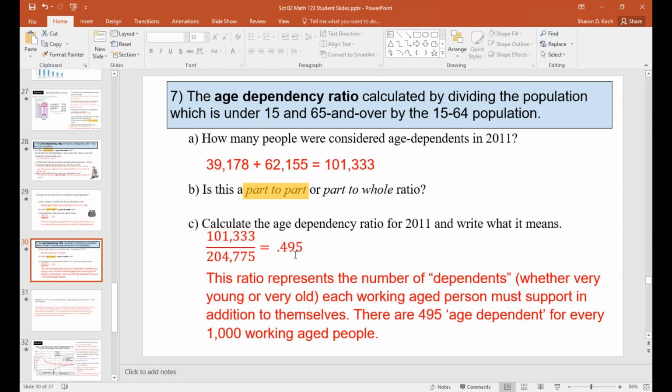Okay, and what does that mean? It means that each person who is working is supporting roughly about one person.